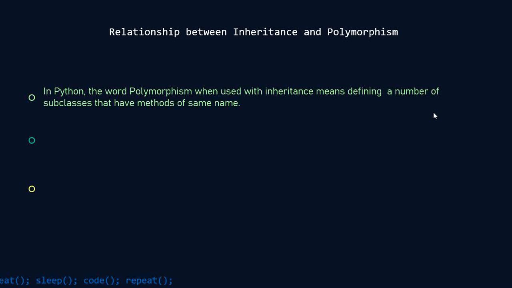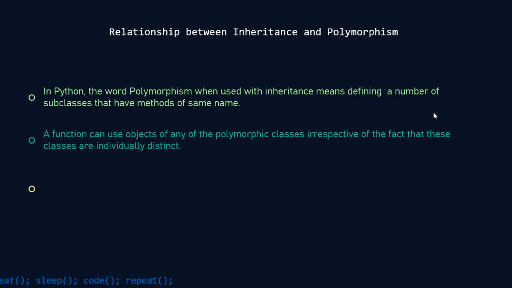In Python, the word polymorphism, when used with inheritance, means defining a number of subclasses that have methods of the same name. Like we have a teacher class, and then we also have another teacher class, but it has different functions. The first teacher is of science and the second teacher is of computer science. Both are teachers, but these teachers have different specializations. So polymorphism with inheritance means defining a number of subclasses that have methods of the same name.